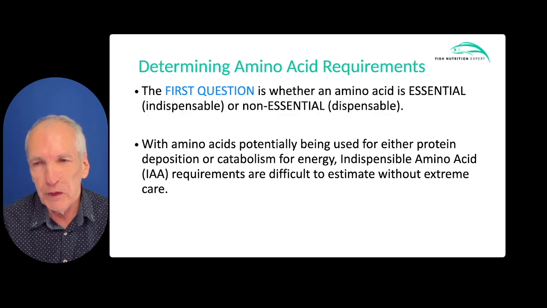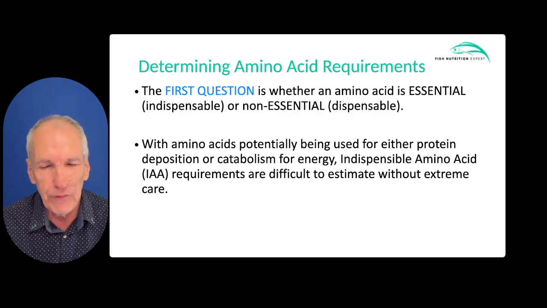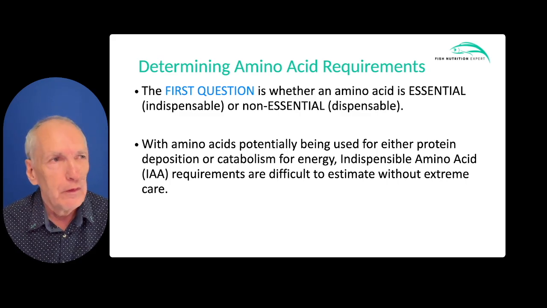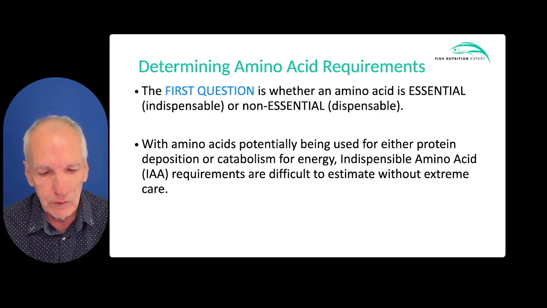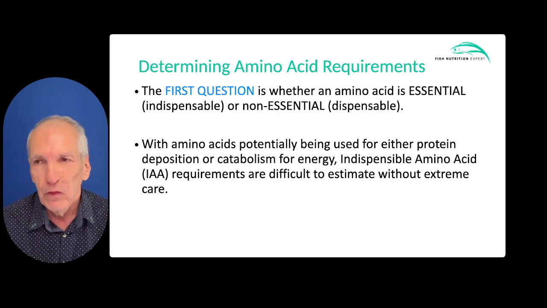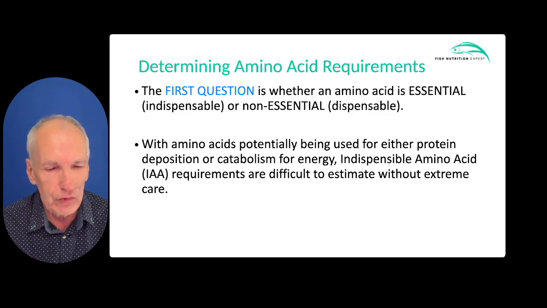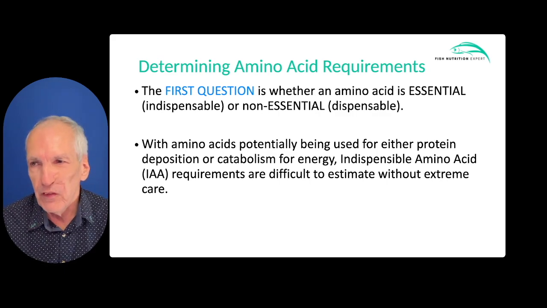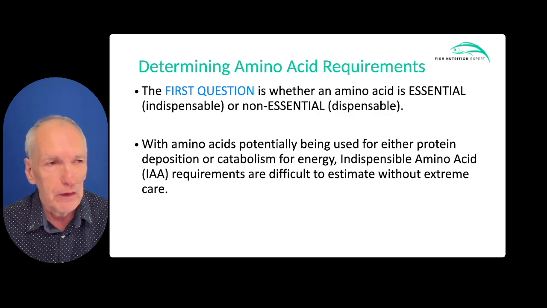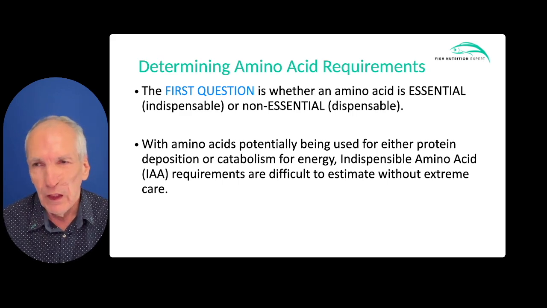Okay, so when we start talking about amino acids, after all, the protein is there only as a source of amino acids. The first question is whether an amino acid is essential, also known as indispensable, or whether that amino acid is non-essential, also known as dispensable. And with amino acids potentially being used for either protein deposition or catabolism for energy, sometimes indispensable amino acid requirements are difficult to estimate without being very careful about our experimental designs. There are many complicated factors which can impact our estimation.